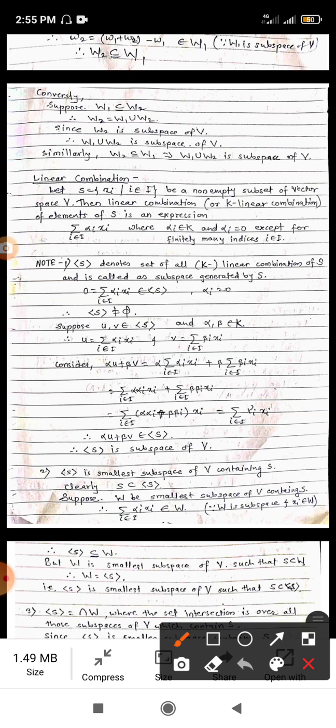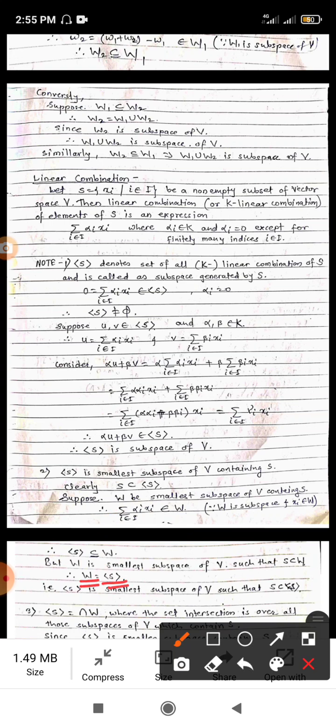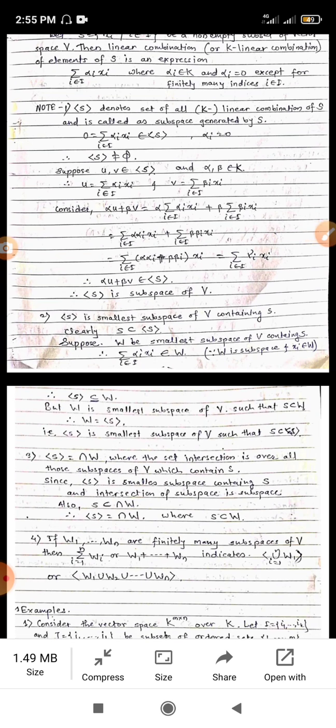Now let W be any smallest subspace of V containing S. Then the summation of alpha xi belongs to W, since W is a subspace. Hence the generator of S is a subset of W. But W is the smallest subspace of V such that S is a subset of W, which is true if and only if these two sets are the same. Therefore W is equal to the generator of S, but W is the smallest subspace. Therefore the generator of S is the smallest subspace of V such that S is contained in the generator of S.